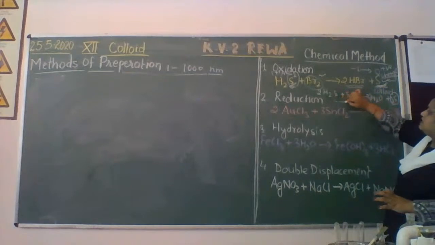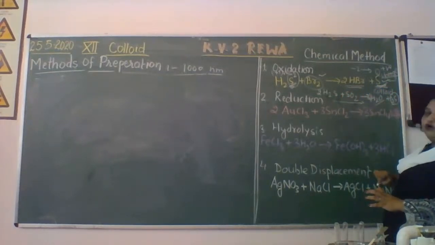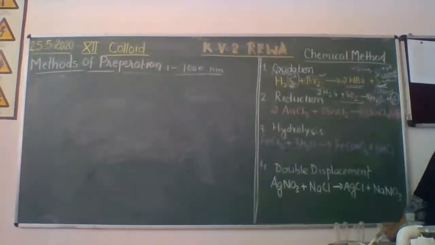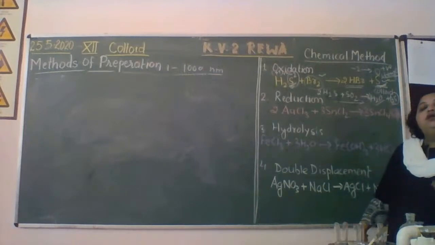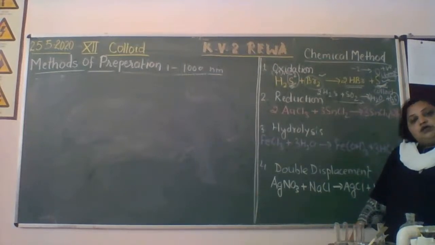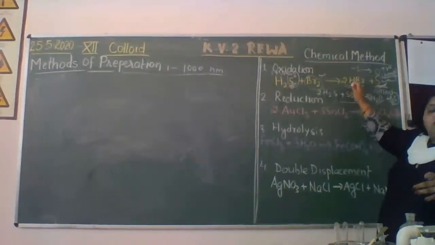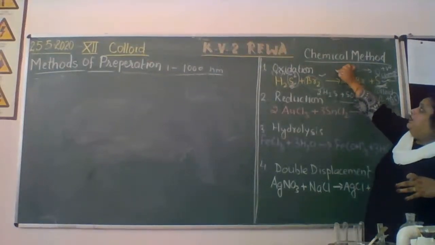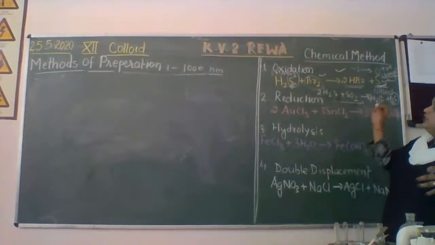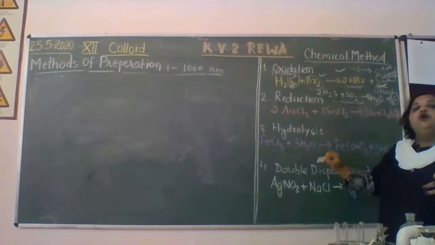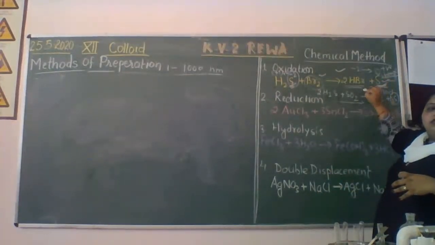When H2S is treated with sulfur dioxide, again what happens? This forms water, and the sulfur is formed in the free state and gets dispersed in the water, forming the colloidal solution. So it's a chemical change that has taken place here. That's why this is a chemical method of preparation of colloids. And since oxidation has taken place within the dispersed phase, this is called the oxidation method.